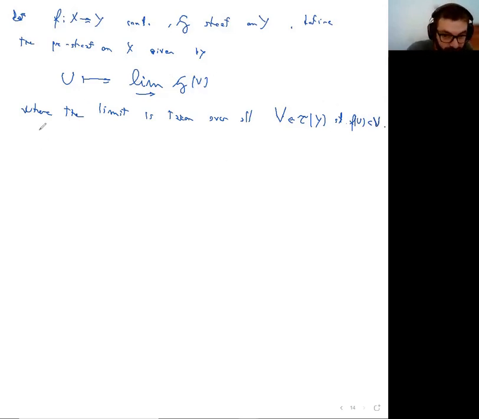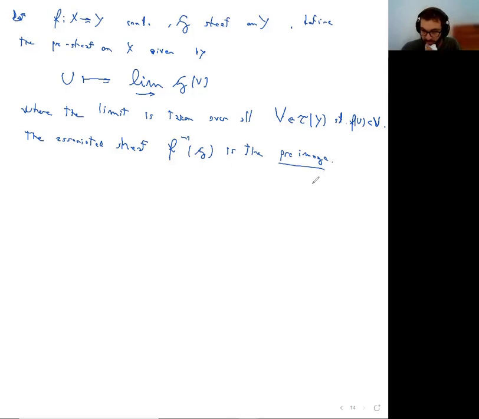So this is just a pre-sheaf, and the associated sheaf, f inverse of G, is the pre-image sheaf. Okay, it's just objects.